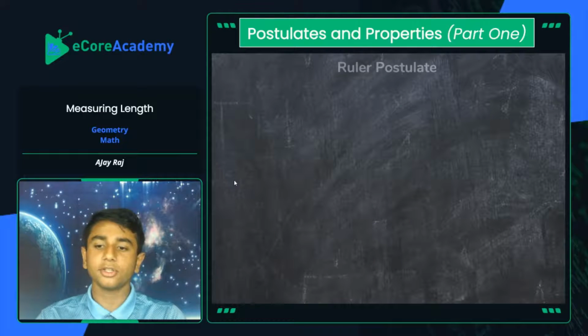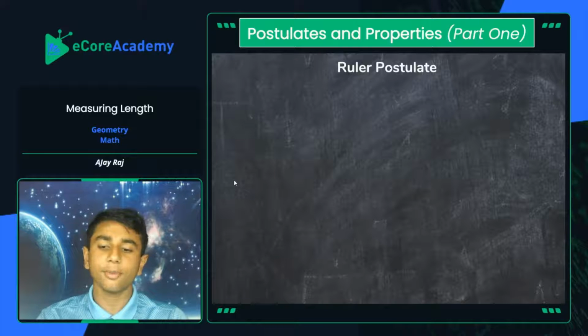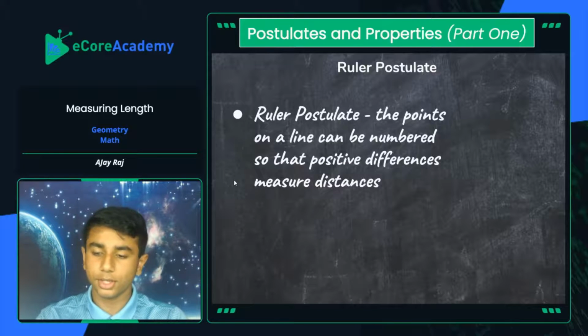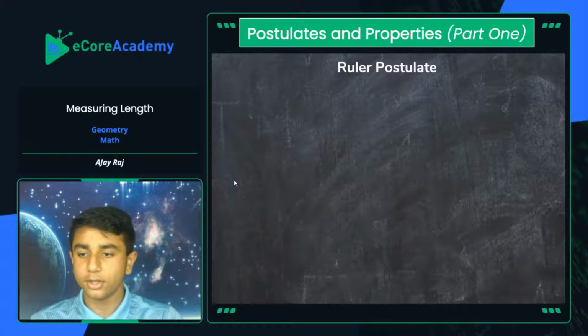So the first postulate that we have is the ruler postulate. Now, a ruler postulate is a form of measurement, and I will show you what that looks like. A ruler basically looks like a line. If you don't know what a ruler is, you might think of a meter stick. It's something similar to that.